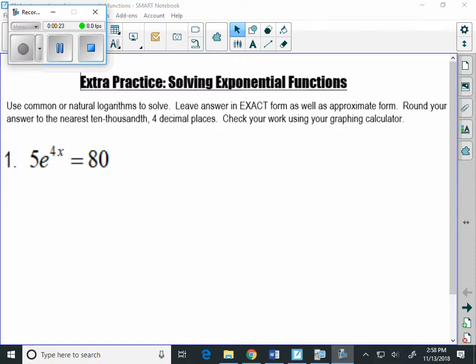And it says, use common or natural logarithms to solve. Leave answers in exact form as well as approximate form. Round your answer to the nearest 10,000, 4 decimal places. Check your work using your graphing calculator.